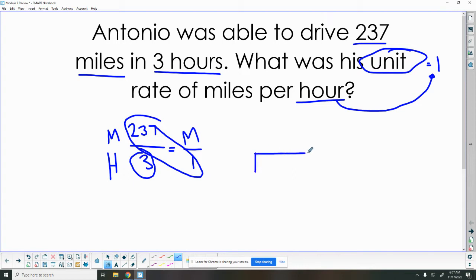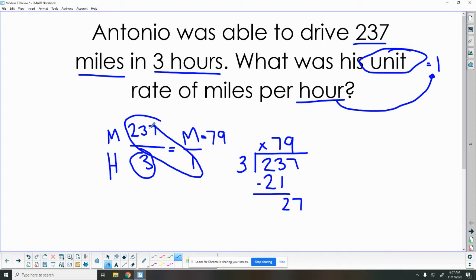So 237 times 1 is 237. And that goes inside, and the number by itself always goes on the outside. So 3 can't go into 2, but it can go into 23 7 times, which is 21. 2 left over, bring down my 7. 3 goes into 27 exactly 9 times. So every hour, Antonio was able to drive 79 miles. And after he did that for 3 hours, he made it 237 miles.